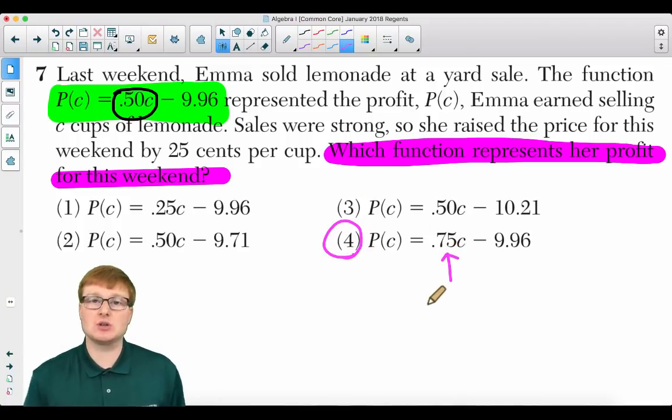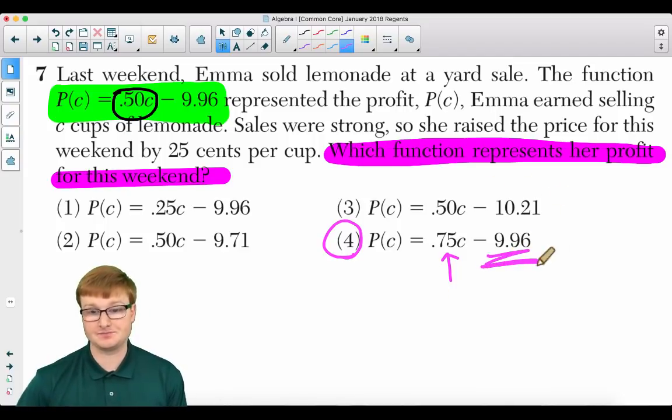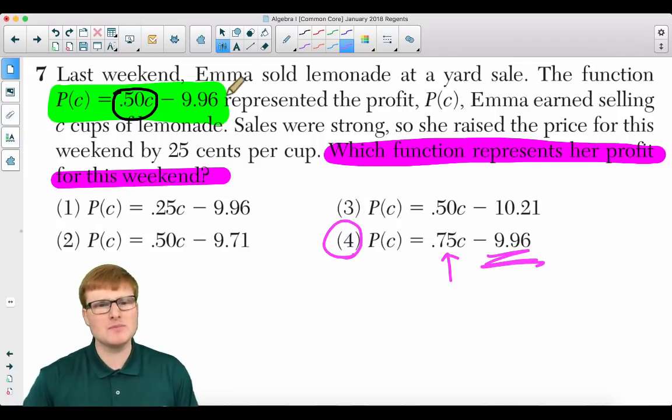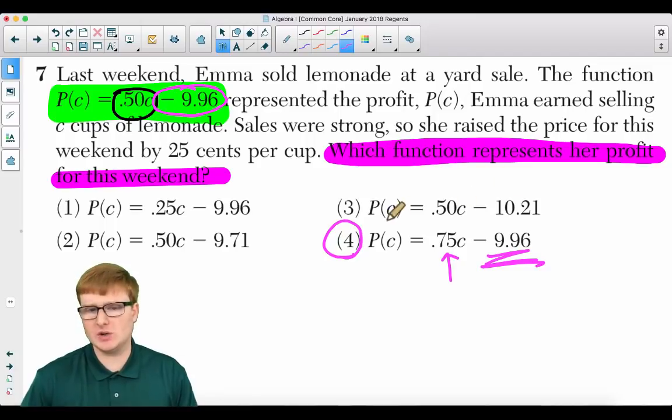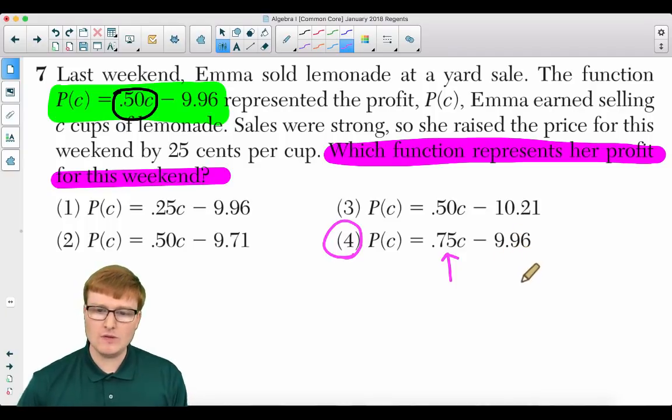Now, let's just say that you were still confused as to why that was the answer. Or let's just say that other answers had 0.75. I failed to mention what this is. Do you know what this is? Well, why hasn't this changed? Why didn't this go up by 25 cents? Or why is it not choice 3? Well, granted, it's still 50 cents. She raised it 25 cents more to get 75 cents. But why is that still $9.96? Well, this, ladies and gentlemen, is very important. And this is cost.